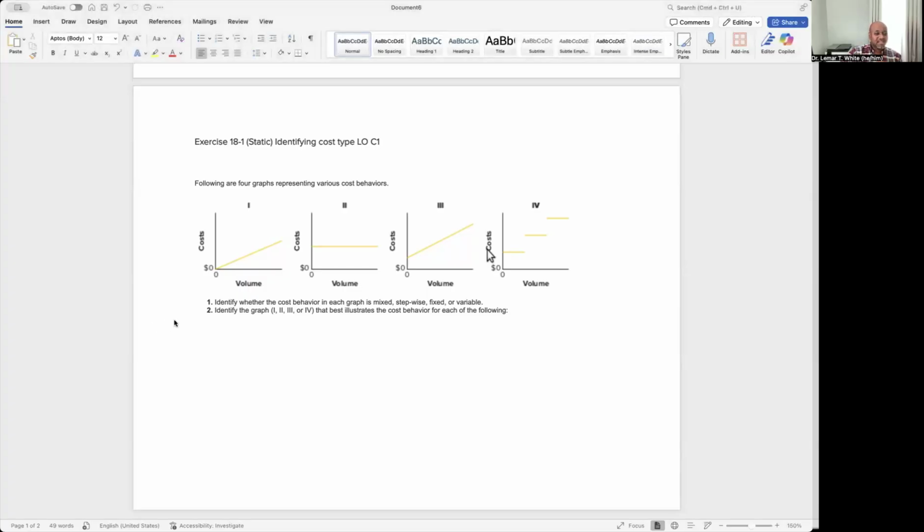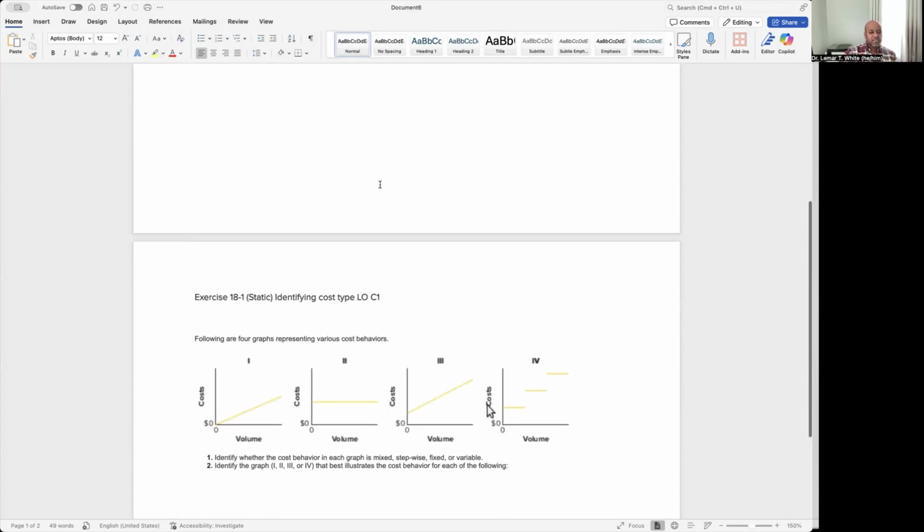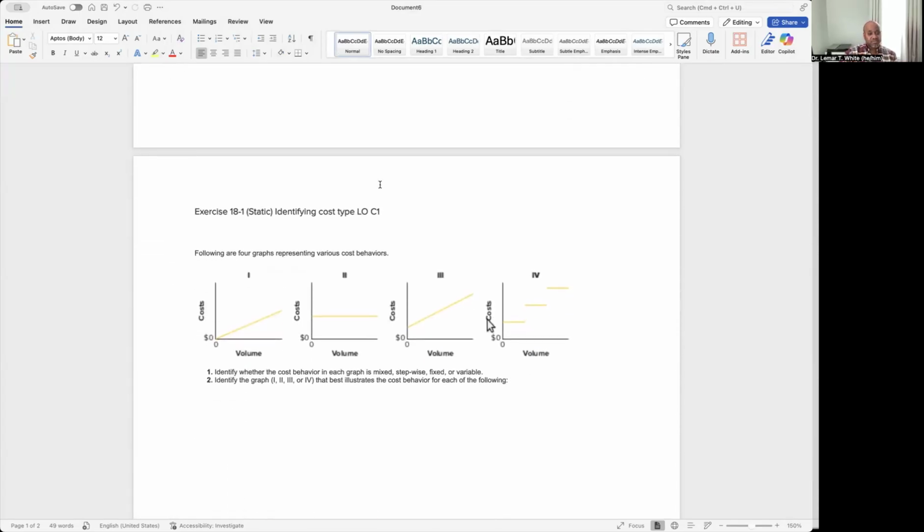Okay. Then it says identify whether the cost behavior in each graph is mixed, stepwise, fixed, or variable. And then part 2 says identify the graph 1, 2, 3, or 4 that best illustrates the cost behavior for each of the following. And it gives you some scenarios. So let's go. So graph 1, this is variable.